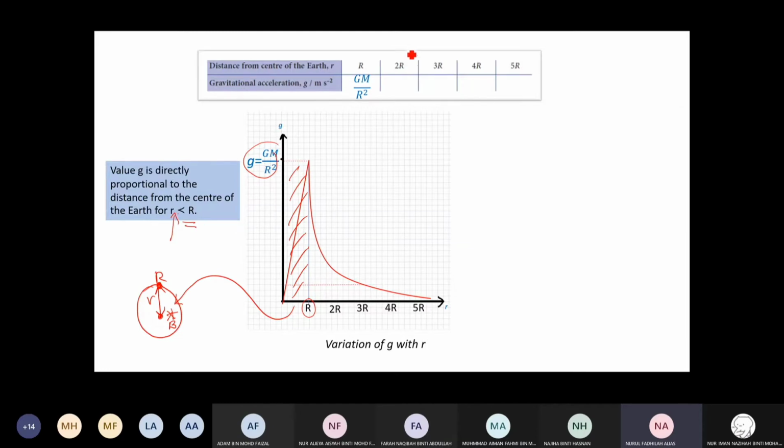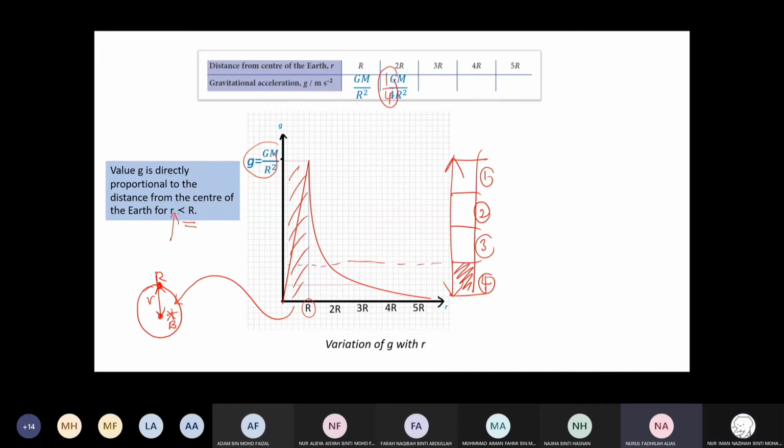Okay, what happened? So this one is outside, above the surface. At 2R, we have GM over 4R squared. How do you draw this graph? Let's say this is the whole graph. We take 1/4 of the graph. I make 4 sections: 1, 2, 3, 4, 4 sections. So 1/4. Do you see? It's 1/4, this one only. So you see the graph is somewhere here.